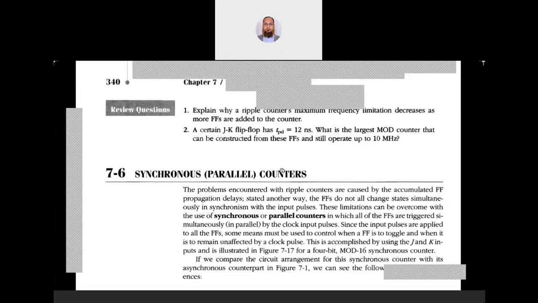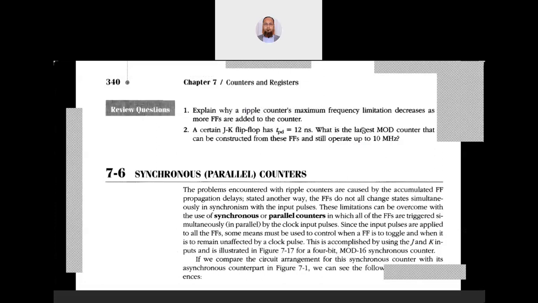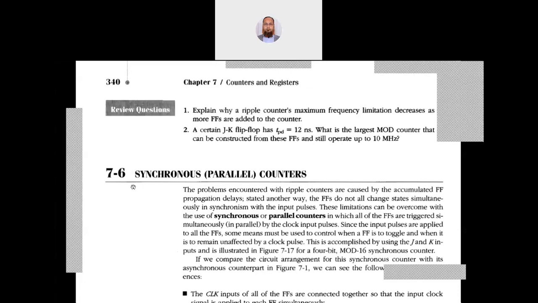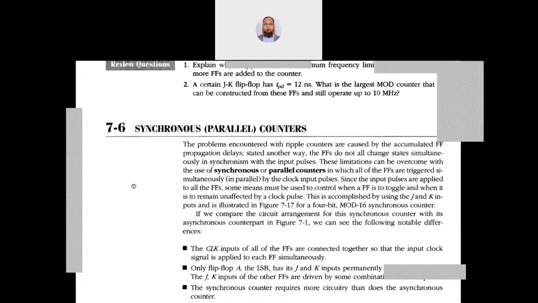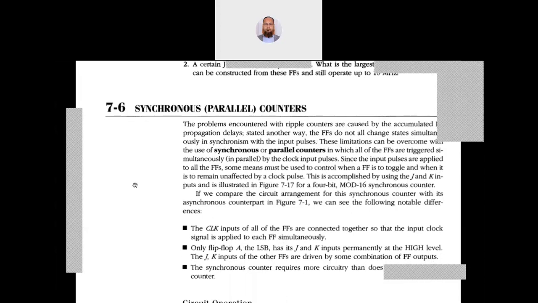Okay, so let's start today's class. We are talking about the synchronous flip-flop. The synchronous flip-flop is also called the parallel flip-flop, or parallel counters.